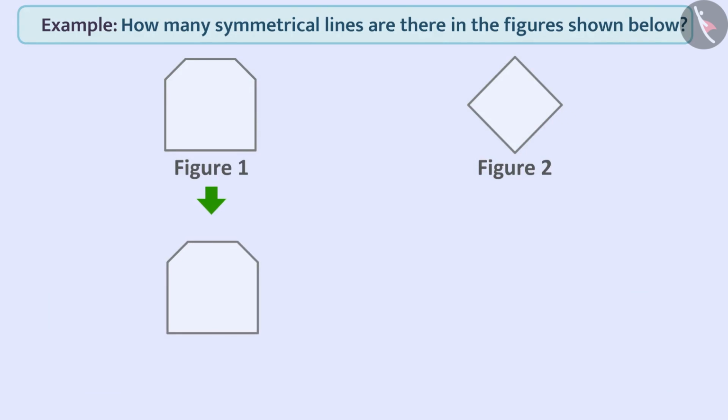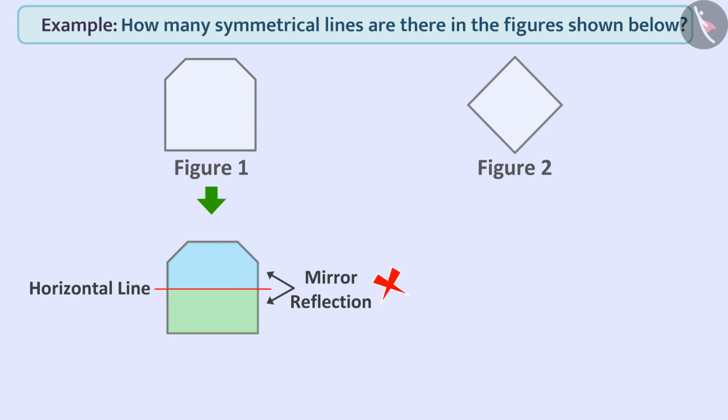If we draw a vertical line in the first figure, then this line divides the first figure in two parts, which are mirror reflections of each other. Therefore, we can call this line a symmetric line. Similarly, if we draw a horizontal line in the first shape in this way, then this line divides the shape into two parts, which are not mirror reflections of each other. Therefore, the horizontal line is not a symmetric line.